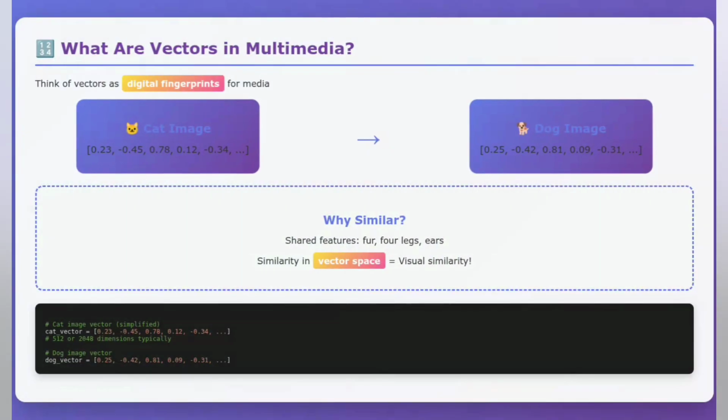So, what exactly is a vector? Think of it as a digital fingerprint for any piece of media. A vector is essentially a list of numbers, but not just any numbers. These numbers represent the features and characteristics of your media file in a mathematical space. For example, when we process this cat image through a neural network, we get something like this. Notice how similar the cat and dog vectors are? That's because they share common features: fur, four legs, ears. This similarity in vector space translates to visual similarity.